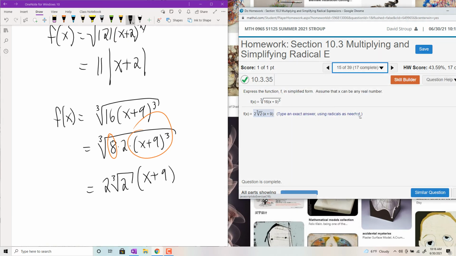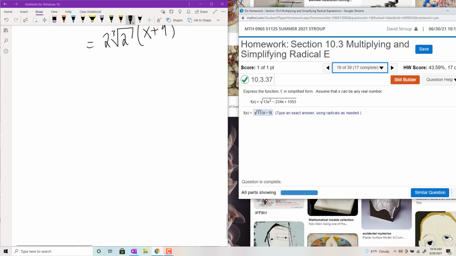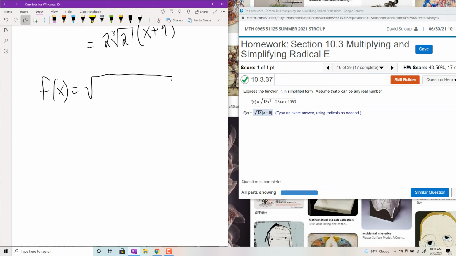Let's look at 16. For this one, you have to factor it first before you can see what's going on. So factor out the 13. I get x squared minus something plus something. I need to use my calculator to get them.